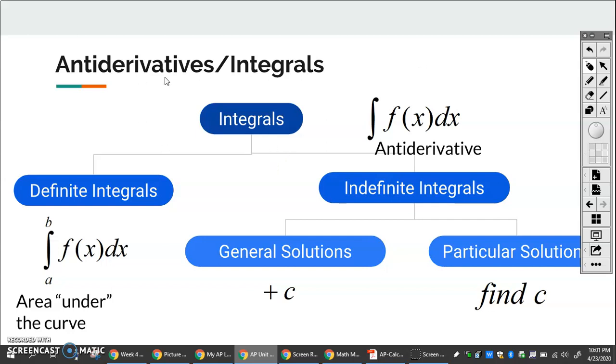Integrals, or antiderivatives, are broken up into 2 parts. You've got definite integrals, which is basically the area underneath the curve, and "under" is in quotes because it's between the curve and the x-axis. You have limits, a and b, for a definite integral. Indefinite integrals don't have limits. They're basically just the antiderivative, so what would undo the derivative? You'll have particular solutions and general solutions. General solutions would have a plus c, and if you actually find that c value, it's a particular solution. Particular solutions we'll get into a lot more in Unit 7 with differential equations.